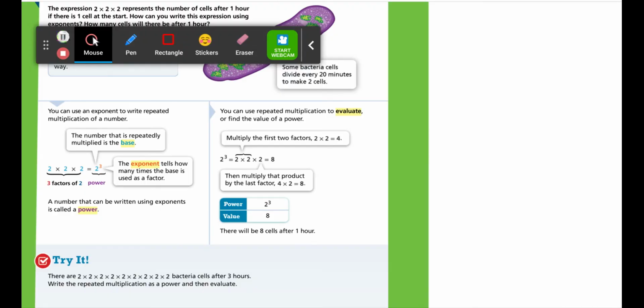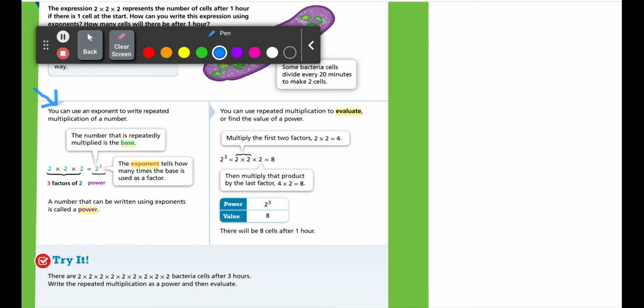And so now let's just look at what the book tells us. The book says that you can use an exponent to write repeated multiplication of a number. So if we had 2 times 2 times 2, that means that we have 3 factors of 2. So our base was 2. The base is the number that's being repeated with the multiplication, and the exponent tells you how many times the base is used as a factor. Okay, this was the same example we just did for example 1.